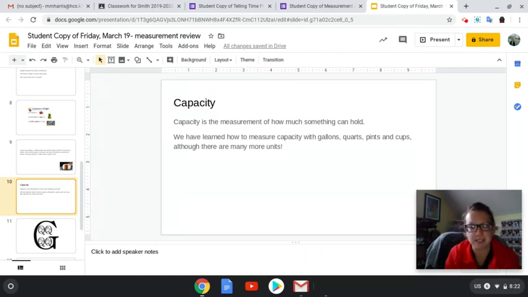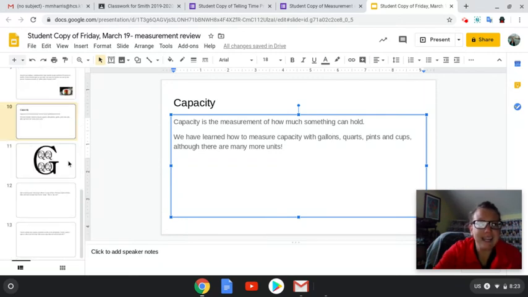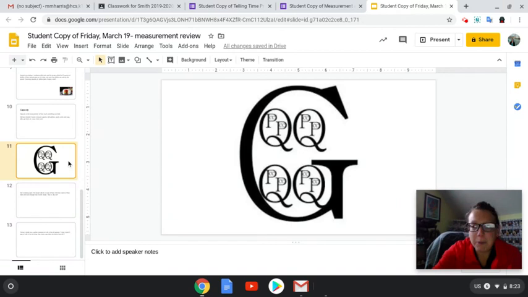That is capacity. And if you've ever been cooking, or you're helping your parents cook, and they need to measure out something in a recipe, they're going to use these measurements. But if I'm making some pancakes, I'm not going to use a gallon of milk, right? So we need to know those capacity measurements and their relationships.